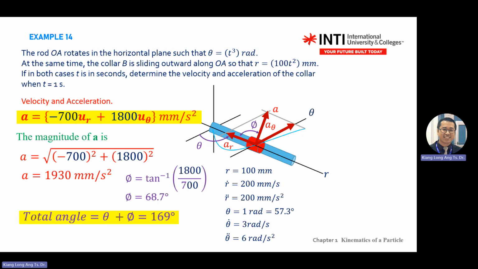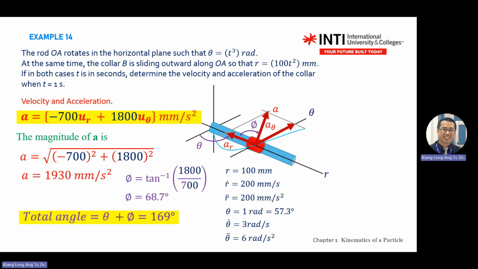Okay, wait, 180 minus, or maybe it's this angle. Wait, 180 minus 68.7 plus 53.3. Oh, okay. Yeah. The angle actually is from here to here. So what is the angle over here? 180 minus this one, you get the magnitude, plus this one, then you get this. It's actually the same as what I explained just now.